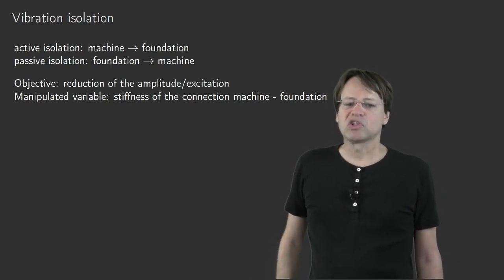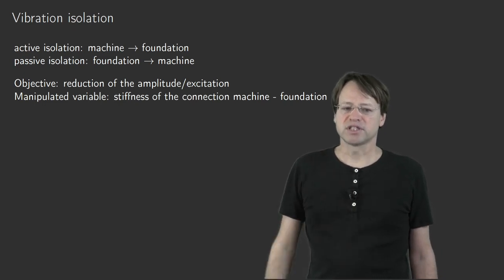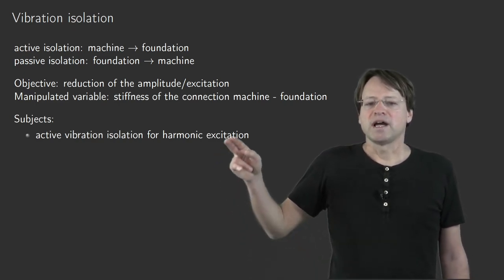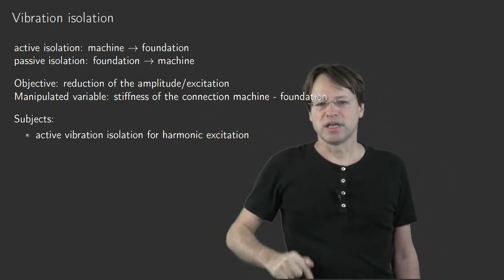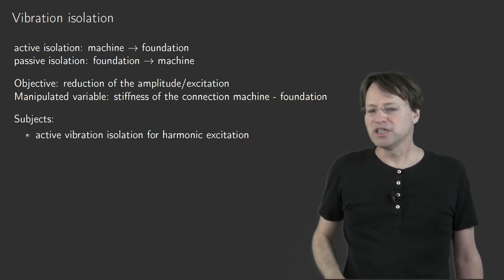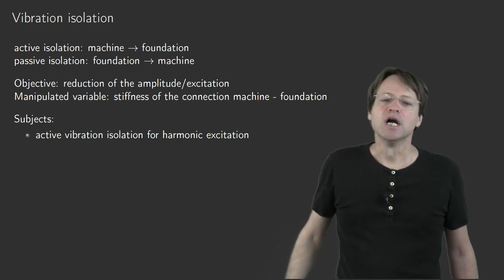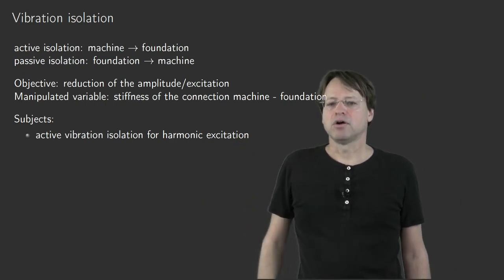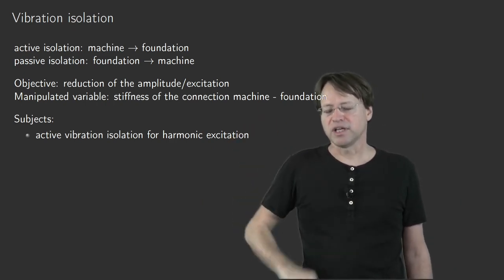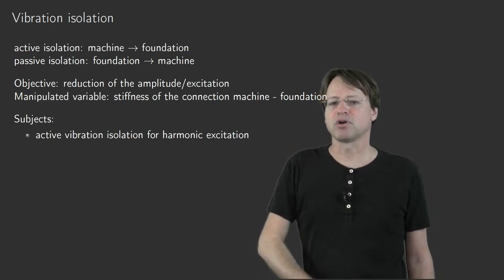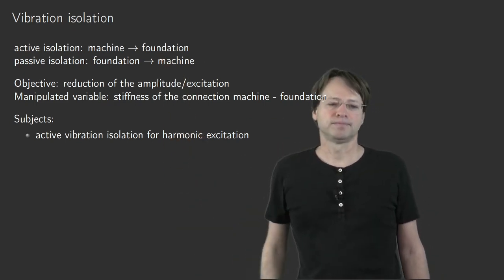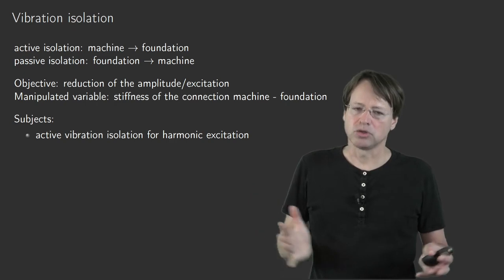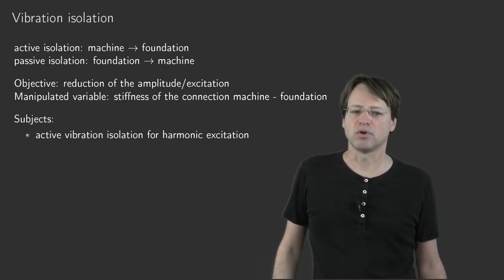In that chapter, I would like to treat with you 3 different subjects. The first one is active vibration isolation for a harmonic excitation of the machine. So there is a harmonic force acting on the machine. The machine itself is, as I said at the very beginning, represented by a rigid block of mass, and we study the effect of that harmonic excitation that acts on that rigid block of mass on the foundation. So whether that force that acts on the foundation is large or small. The amplitudes of that force are large or small.